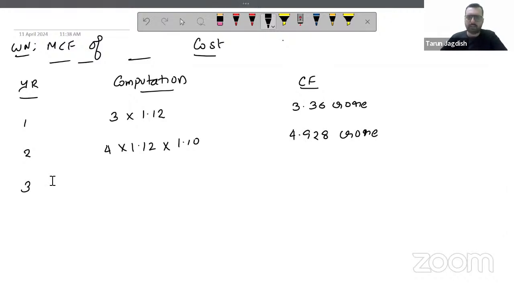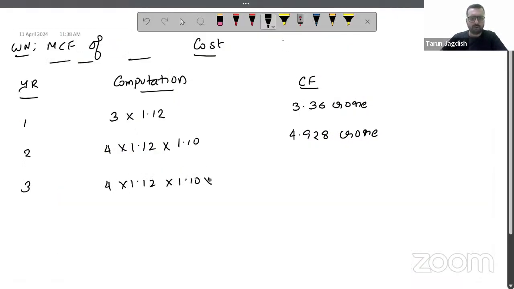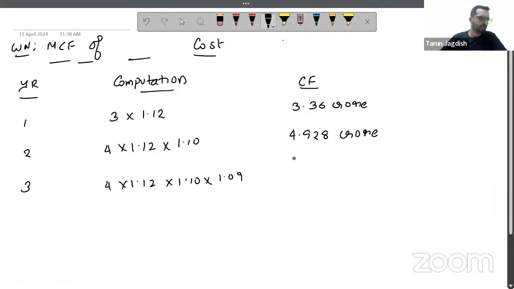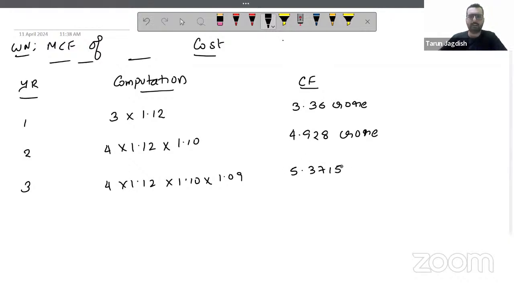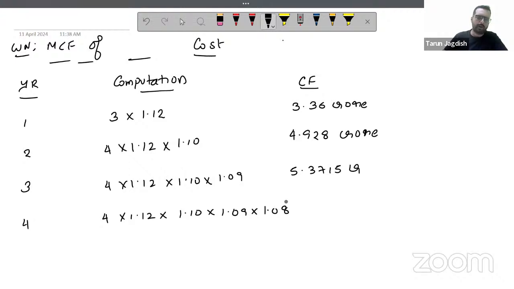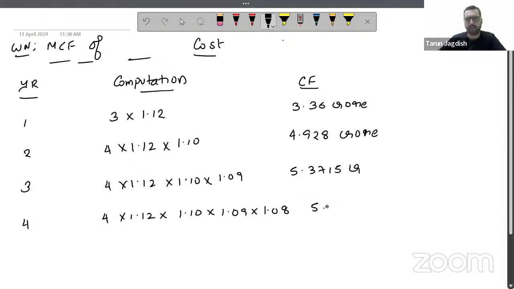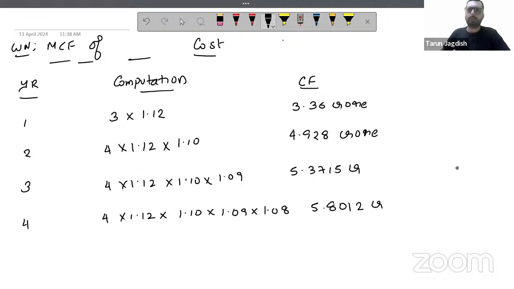Year 3, it is again 4. So it will be 4 into 1.12 into 1.10 into 1.09. So that will give you the answer as 5.3715 crore. Year 4, it will be 4 into 1.12, 1.10, 1.09 and 1.08. So that will give you 5.8012 crore. These are going to be your money cash flows in cost for the following calculations.